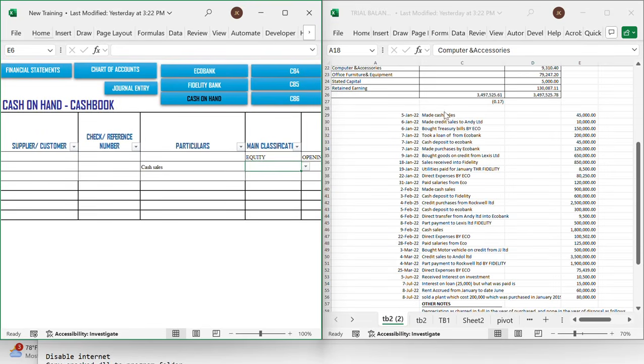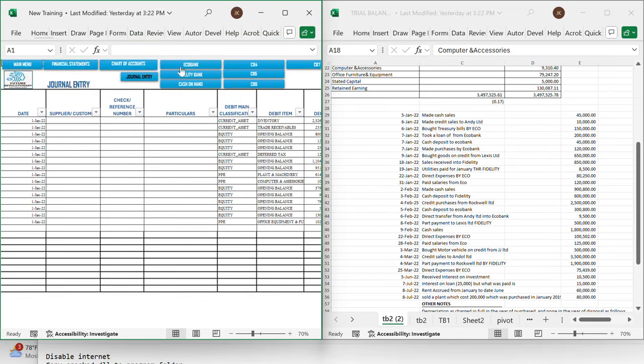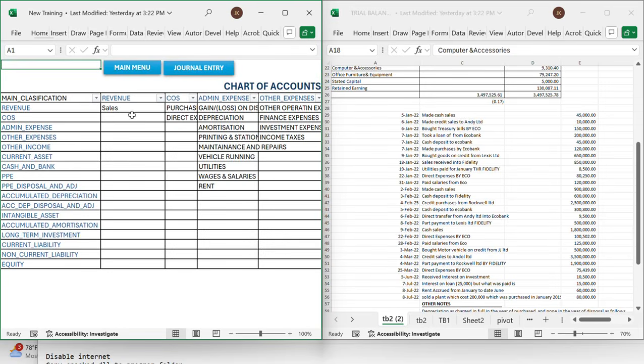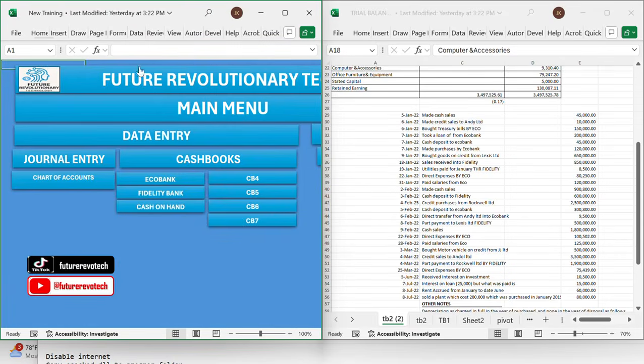Now remember that you need to make sure that whatever you have as revenue is captured in the chart of accounts. So here we just have, sorry, chart of account, we just have sales. So assuming you have several revenue streams, you need to make all of them the entry here. But for now, we just have sales. So in our chart of account, we are going to just write sales under the revenue. All right, so let us continue.